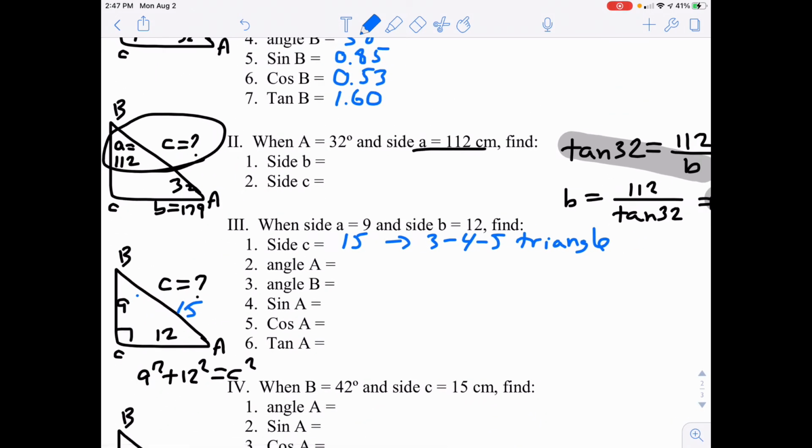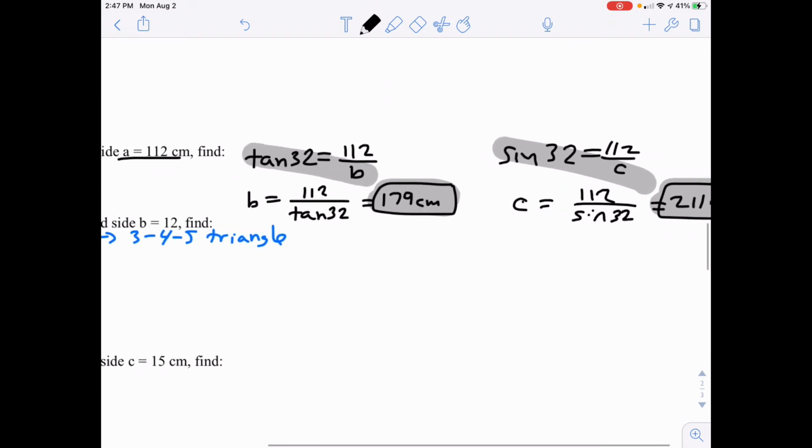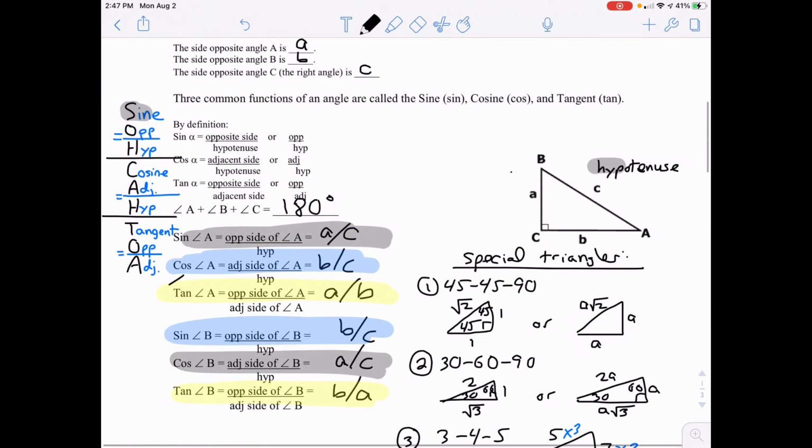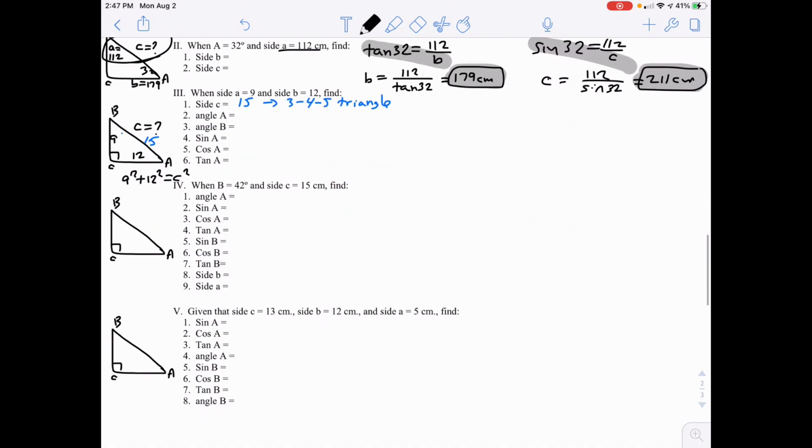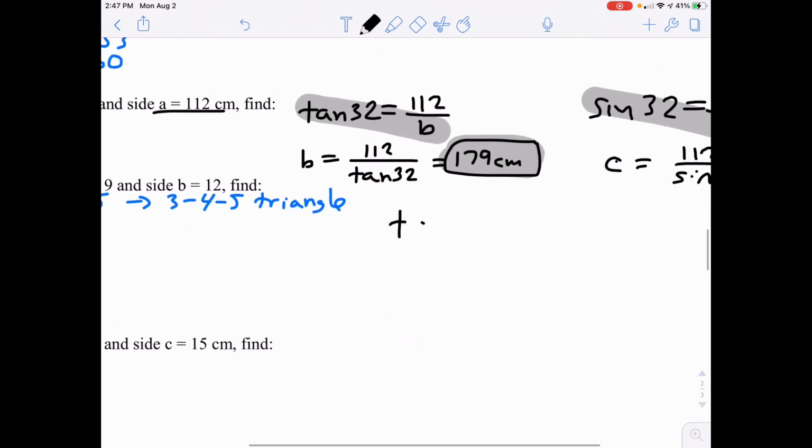Angle A and B. Now, how do I come up with those? Well, I know if I reference angle A, then 9 is the opposite side to A and 12 is the adjacent side to A. So I can come up with an equation that has opposite and adjacent. And that would be TOA. TOA is opposite over adjacent. So I could write an equation that looks like this. Tangent of angle A equals opposite 9 over adjacent 12.